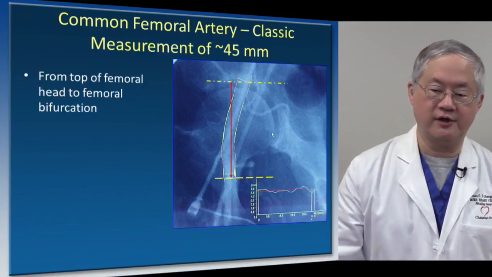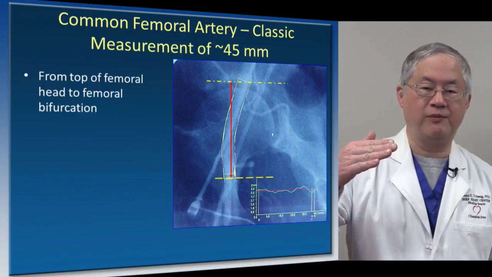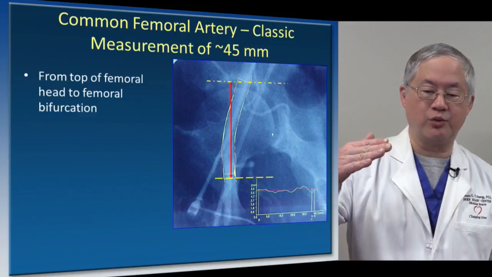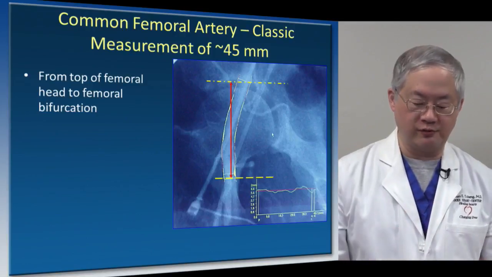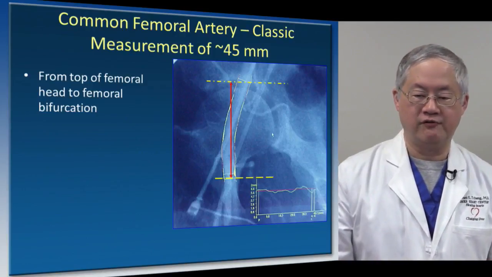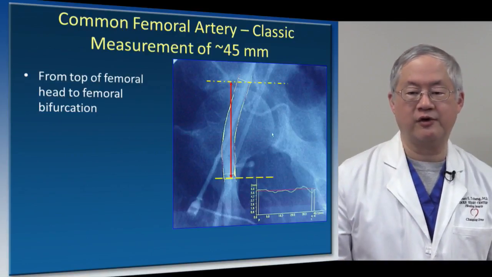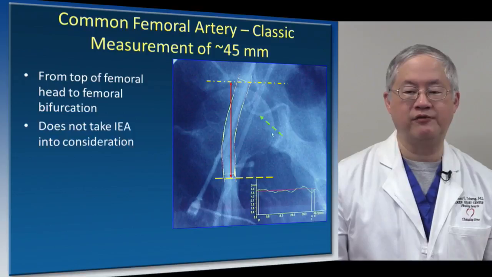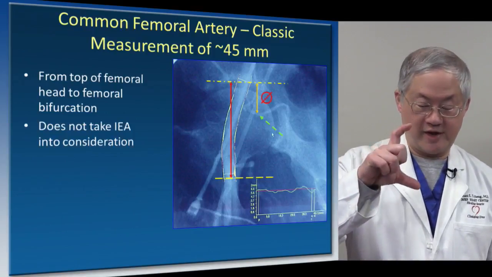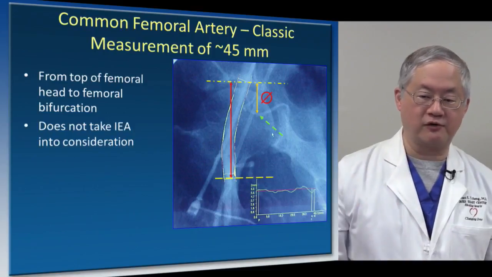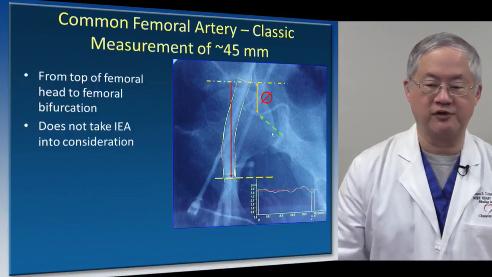The common femoral artery is typically designated for when it emerges from under the inguinal ligament, to where it bifurcates from the common femoral into the superficial femoral and the profunda femoris, or the deep femoral artery. And as you look at this, this is somewhere in the neighborhood of around 45, maybe 50 millimeters long. This length, however, that is 45 to 50 millimeters long, or 4.5 to 5 centimeters, does not take into account the inferior epigastric artery.